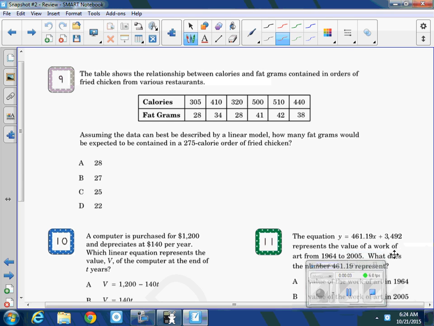All right, baby. So let's do a couple of these review problems for tonight's movie. So let's go ahead and start with number 9.